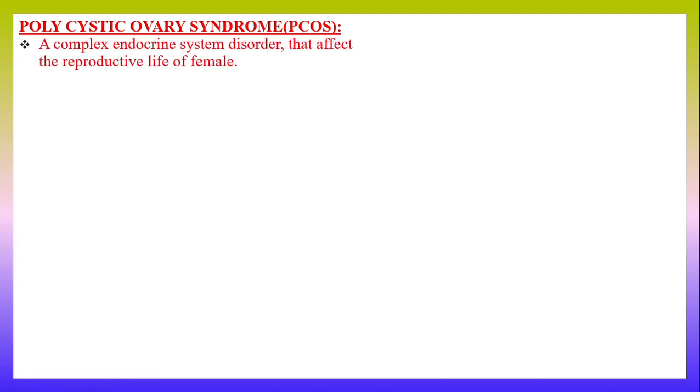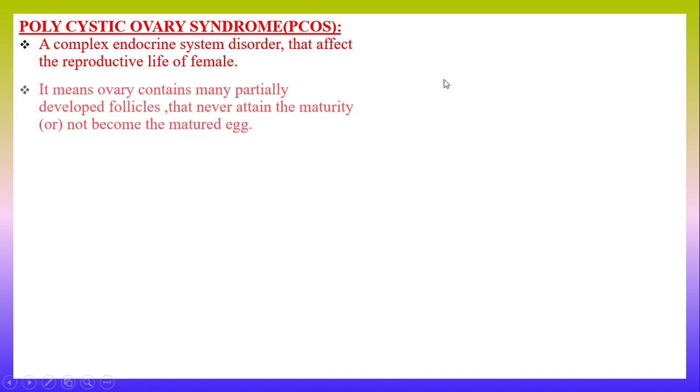Now we are going to start the polycystic ovarian syndrome. In short form, that is called PCOS. It was already discussed in the last video. Polycystic ovarian syndrome is an endocrine disorder that affects the reproductive life of the woman.